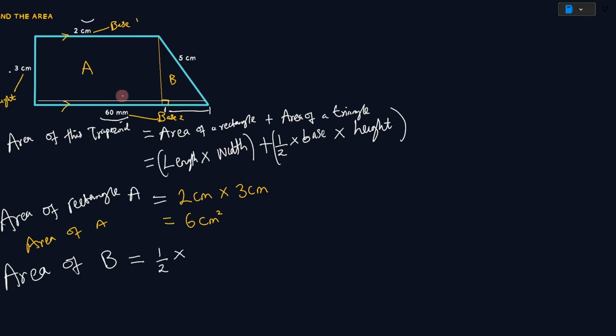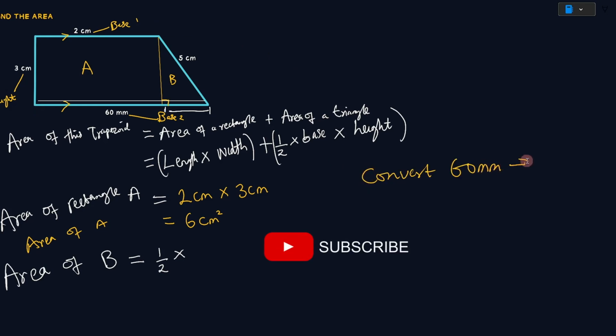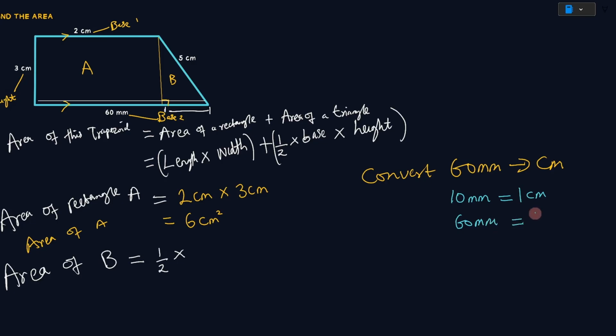And then we will subtract 2 cm from the converted 60 millimeters so that we get the base of this triangle. So if we convert 60 millimeters to centimeters, we know that 10 millimeters is equal to 1 centimeter. That means that 60 millimeters will be equal to what?